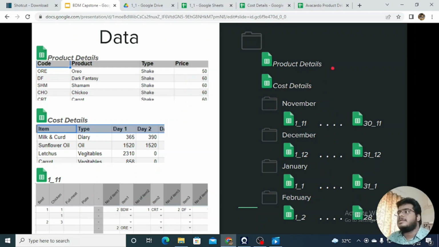The product details and cost details are in 2 different Google Sheets, and the sales information of each day is in a different sheet inside the folder having the name of that particular month. For example, 1/11 is under November, the folder November.